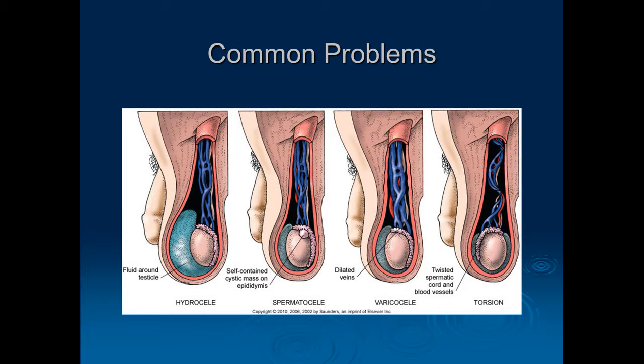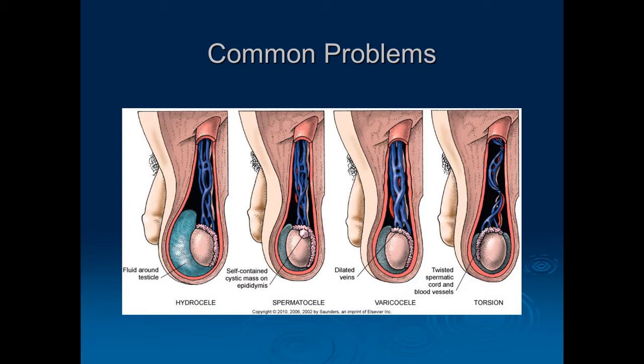It results from impaired lymphatic drainage of the scrotum, causing swelling of the tissue surrounding it. The treatment is just to stick a needle in and draw it out. So, pretty simple treatment there. The spermatocele is a self-contained cyst mass on the epididymis alongside the testicle. It's normally small and asymptomatic, and there's no intervention required typically. If it becomes large enough, though, a spermatocelectomy is performed.